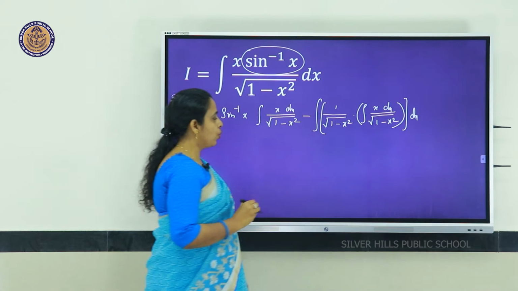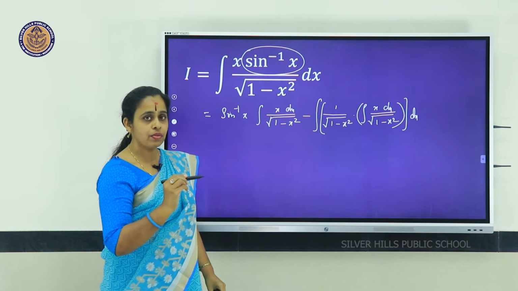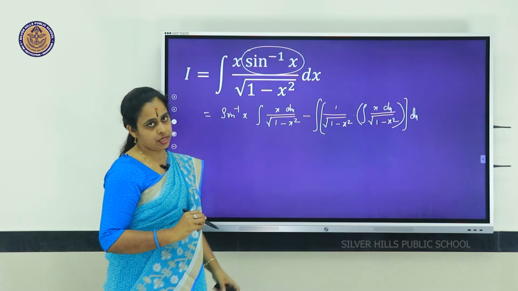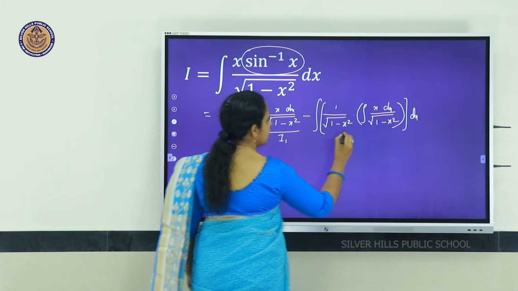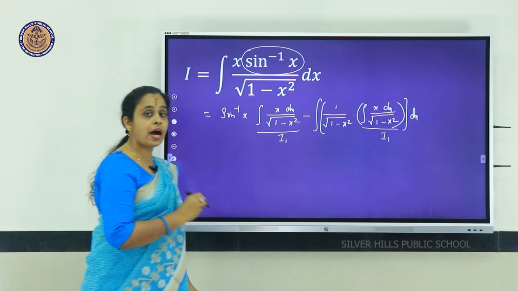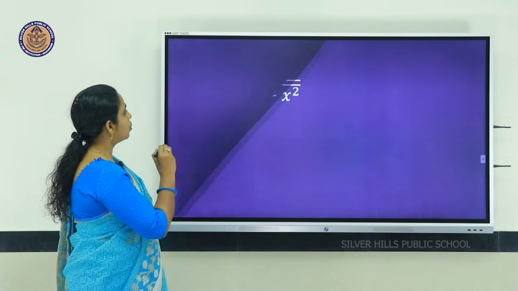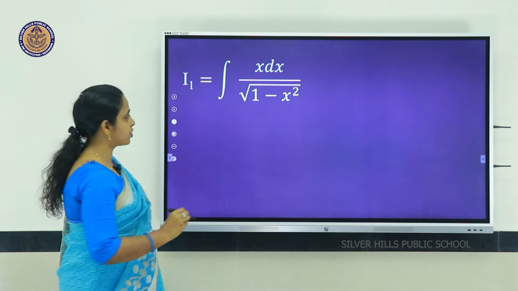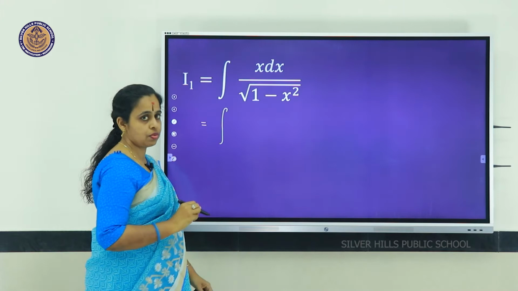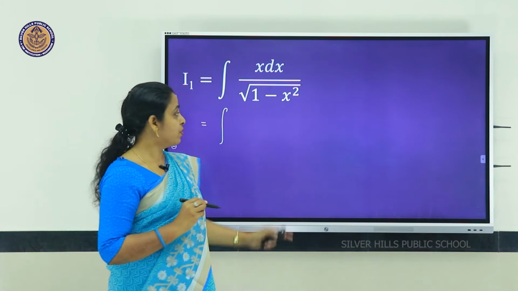Now, you can see integral x dx by root of 1 minus x square. Let us call that I1, simplify it separately, then substitute here. So, I am giving this part as I1, and the same comes here as I1. Let us do this I1 separately, then come back to this point. So, this is our I1, integral x dx by root of 1 minus x square. How will we do this integration? We have studied it already in the previous sessions. We have to give 1 minus x square equal to t.